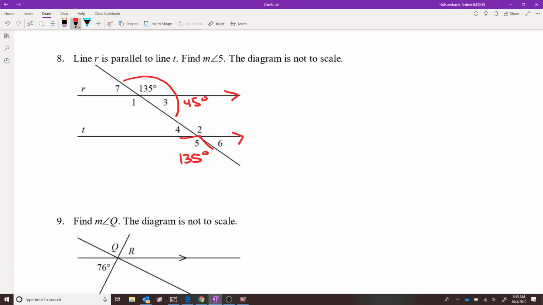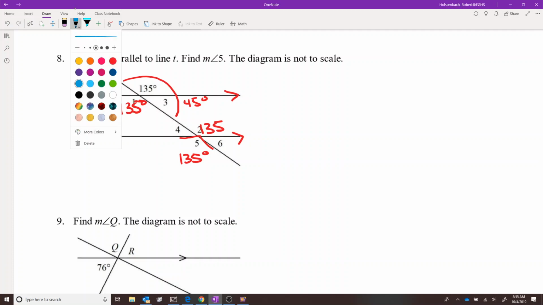Now watch. Since these two lines are parallel and there's only one transversal, if this angle is 135, then angle 1 is also 135 because they are vertical angles. All right? 135 also corresponds to angle 2, so this is 135. So those four angles are 135 degrees.